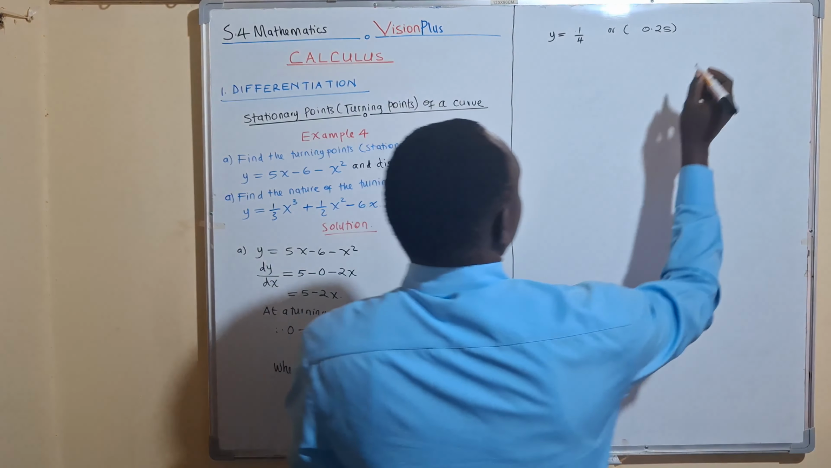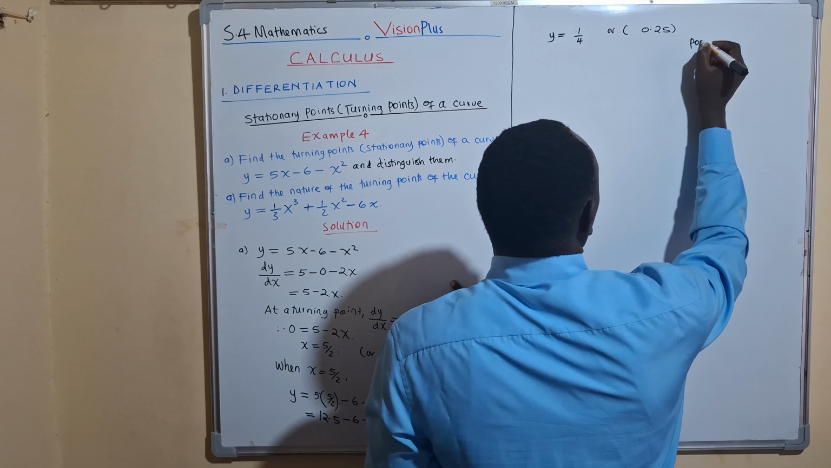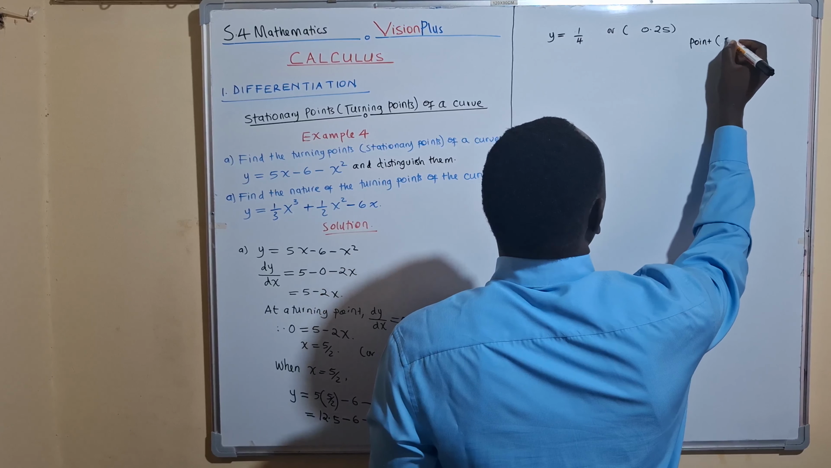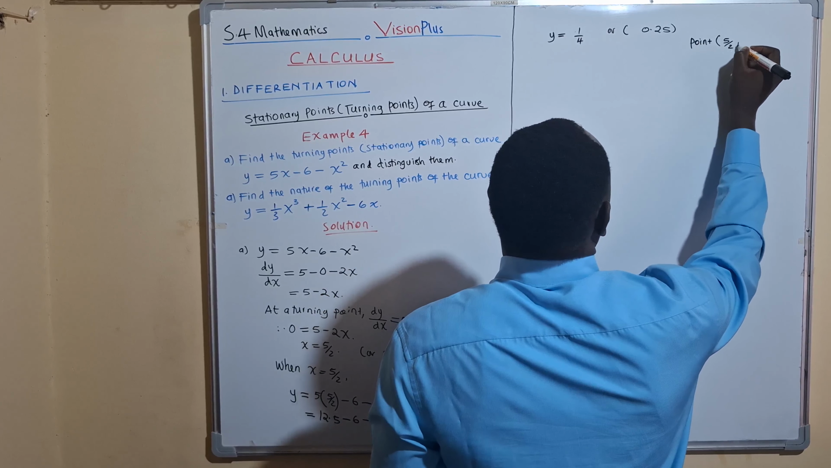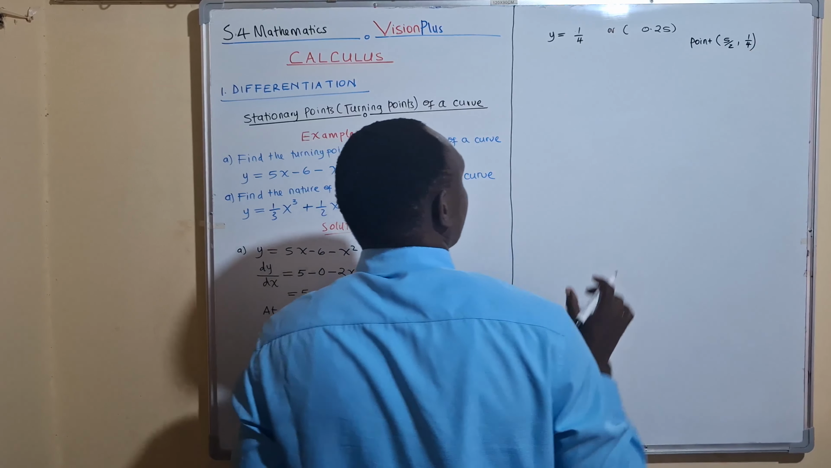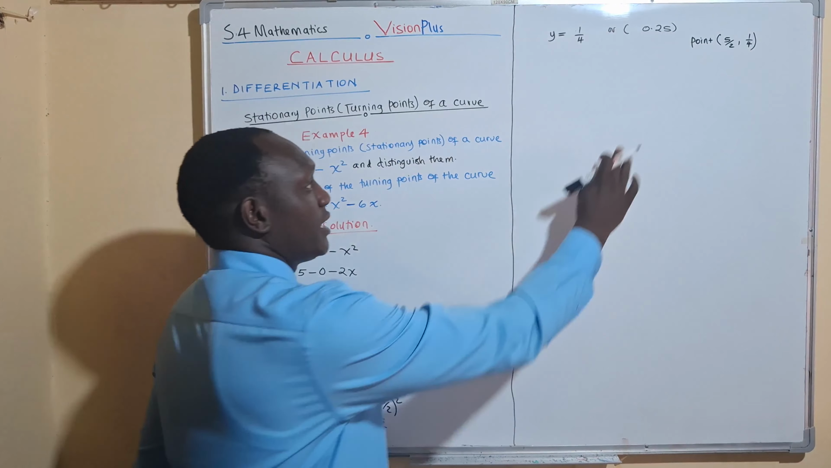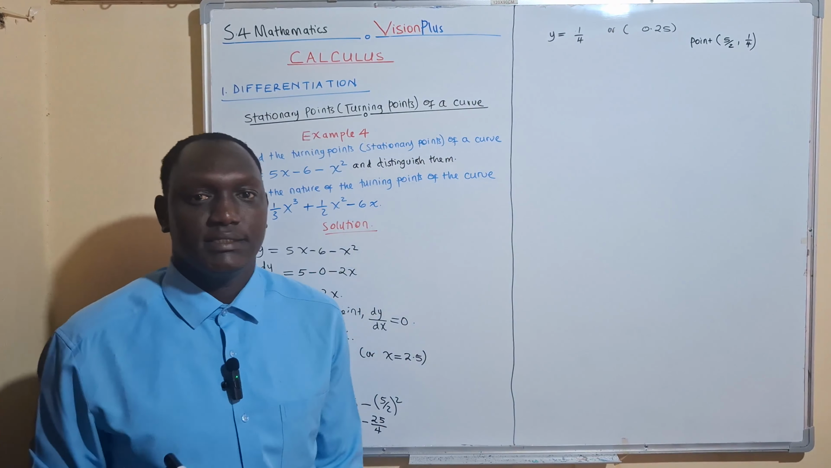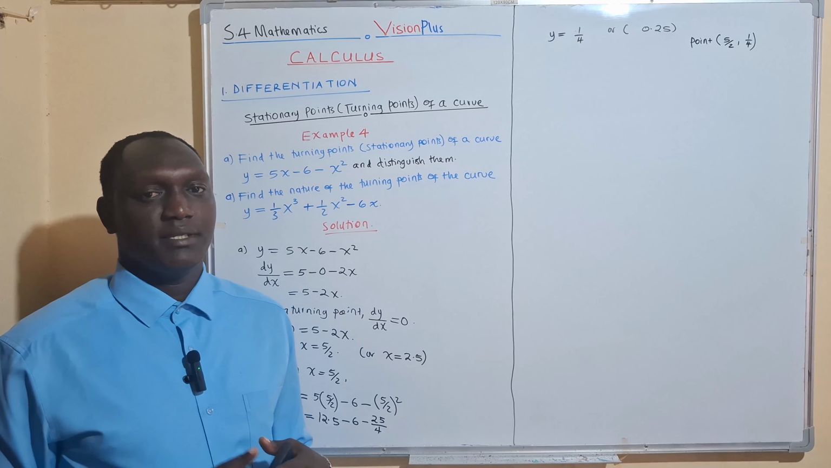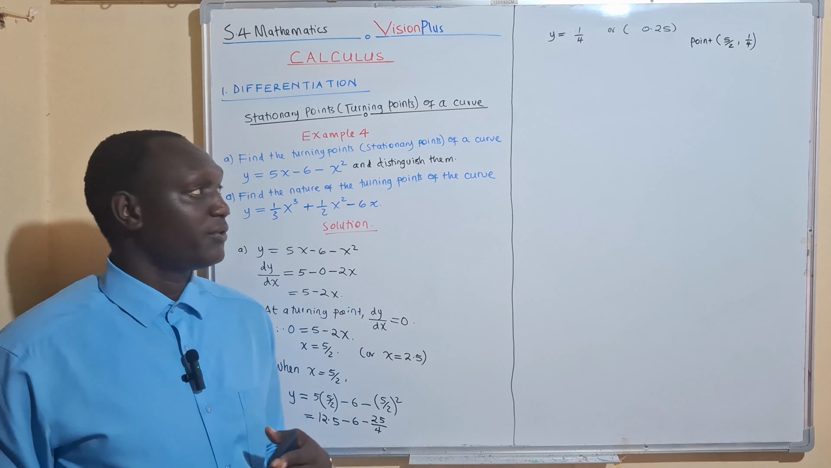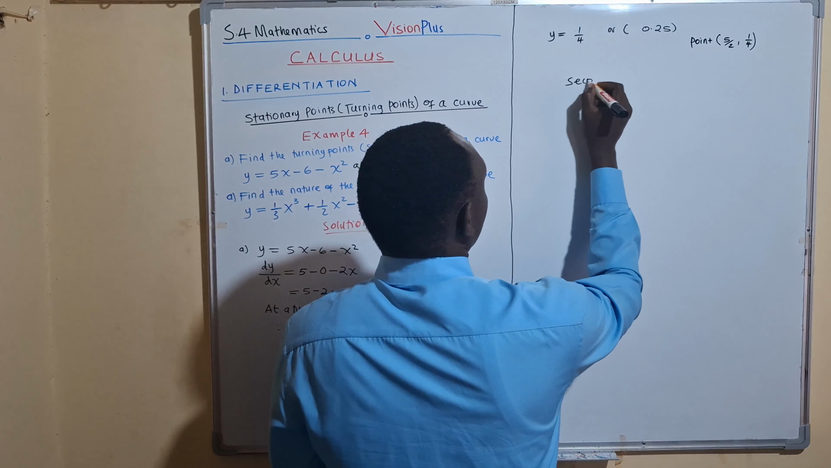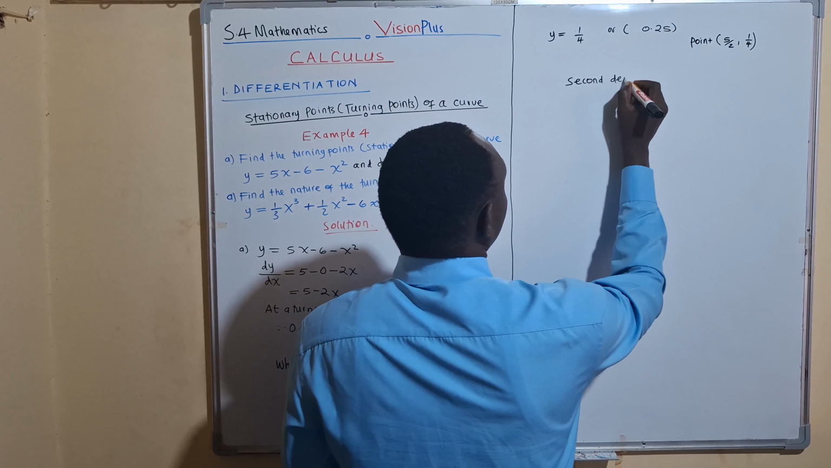So after getting the corresponding value of y, now our point becomes, our x is 5 out of 2 and our y is 1 out of 4. This is the turning point that we have. Now we have one turning point. Let us see if it is a minimum turning point, a maximum turning point, or a point of inflection. To test, we use the method of second derivative.